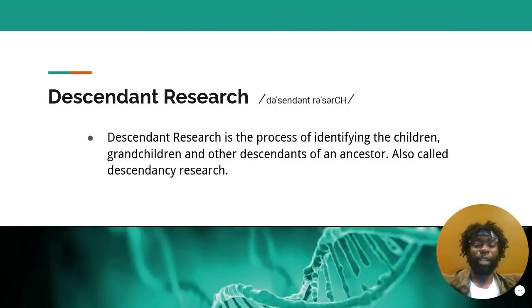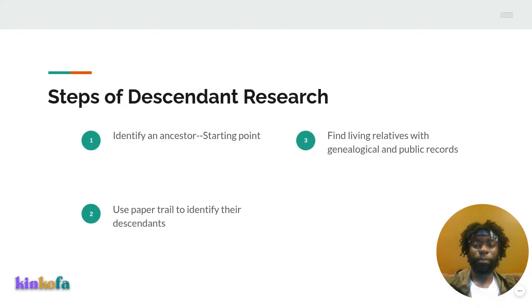So I've mentioned it a few times. Descendant research is the process of identifying the children or grandchildren or other descendants of an ancestor. This is also called descendancy research. So we're looking at maybe an ancestor in your tree, and you want to find other relatives, other cousins who are living. You would look at, okay, who is that ancestor's children, grandchildren, who are the children of that ancestor's siblings, because that can also expand your research in a similar way.